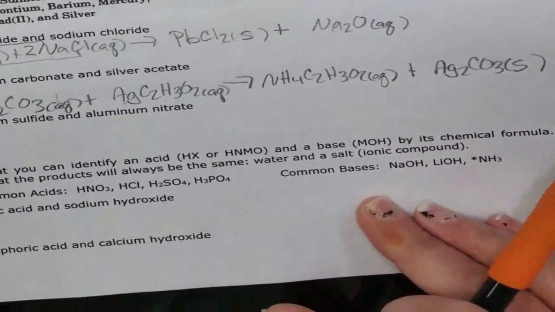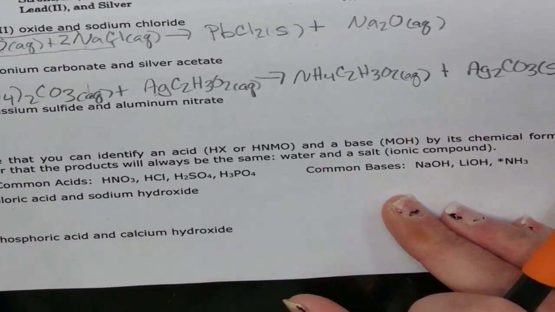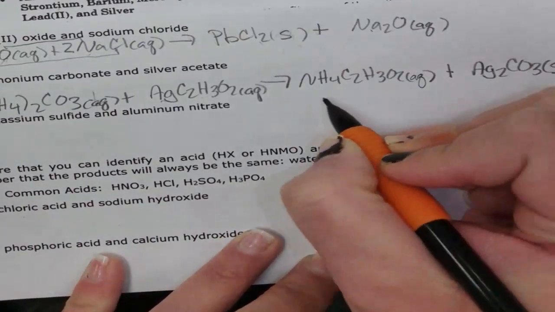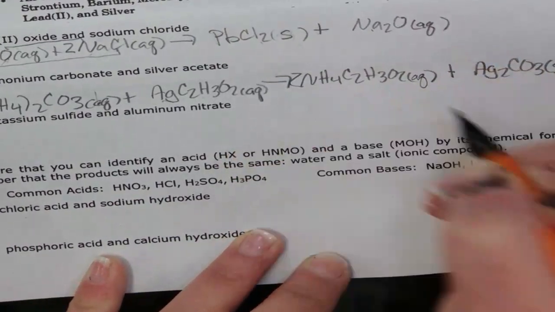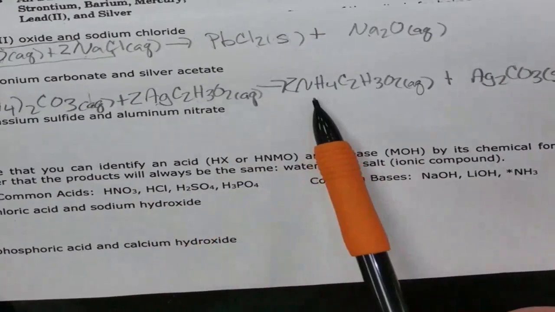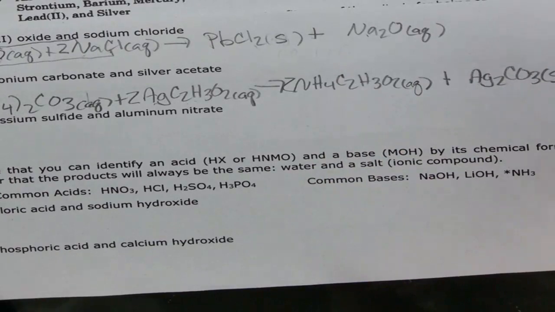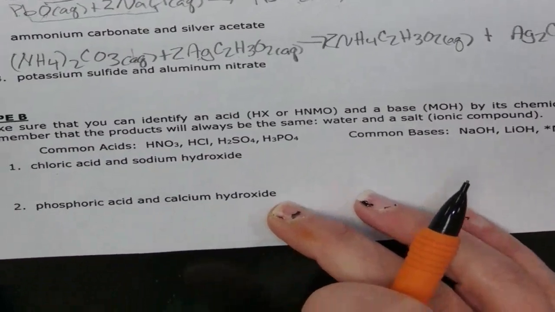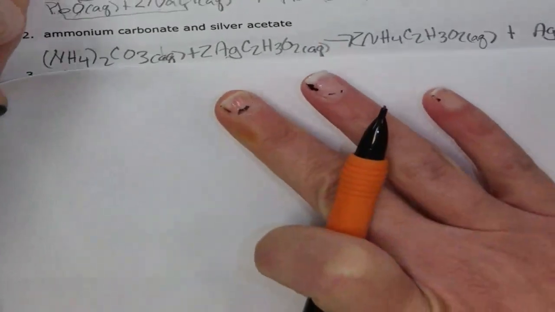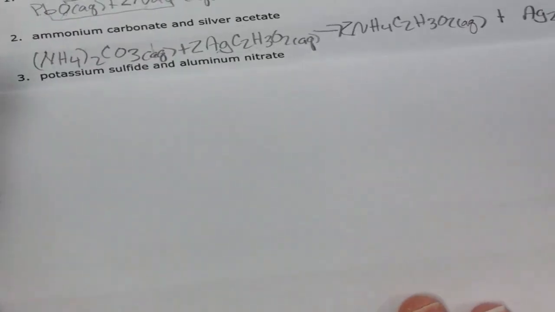So step 1, I have to balance my reaction. So when I balance my reaction here, all right, if I put a 2 in front of the silver acetate and the 2 in front of our ammonium acetate, that should give us a balanced equation. Now, we're going to write out our complete ionic equation. So let me fold my paper down here. Oh, here we go. What do I have?